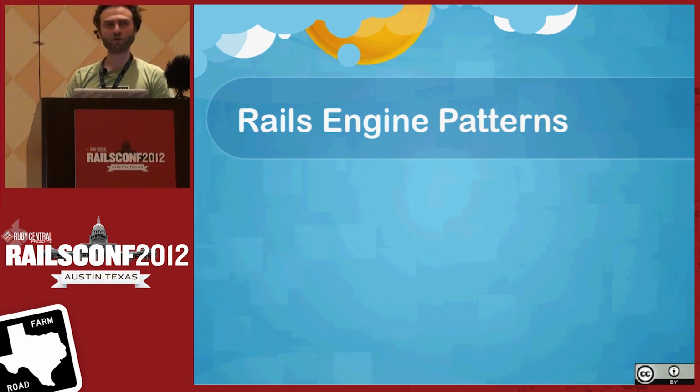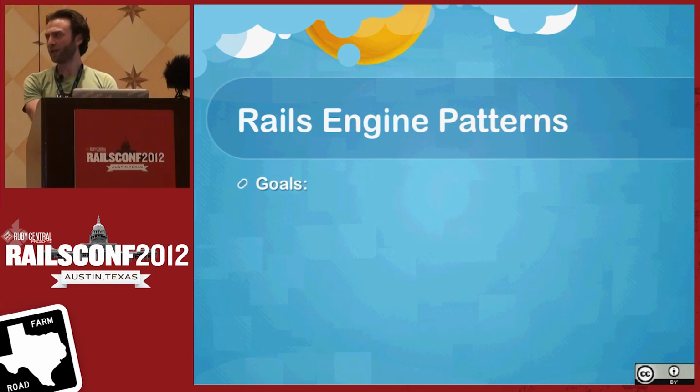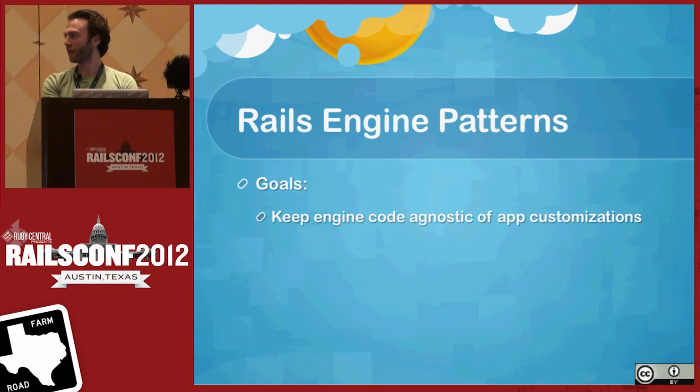All right, so let's go over Rails engine patterns. The goals behind coming up with the patterns were several things that came up that we wanted to improve upon. We wanted to keep the engine code agnostic of app customizations, which is the thing I just mentioned to the gentleman.